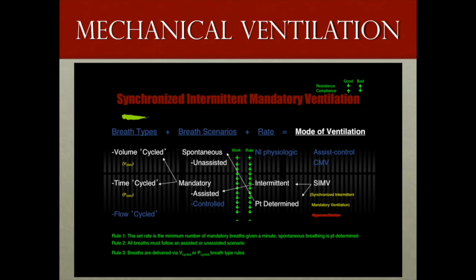Rule number 2 is that all breaths must follow either an assisted or an unassisted breath scenario. And the assisted breaths will be the intermittent mandatory mechanically ventilated breaths, and the spontaneous breaths will be the unassisted breaths in between. Rule number 3 is that the mechanically ventilated or the assisted intermittent breaths will be delivered by either volume cycled or time cycled breath types. So you can have volume SIMV or pressure SIMV.